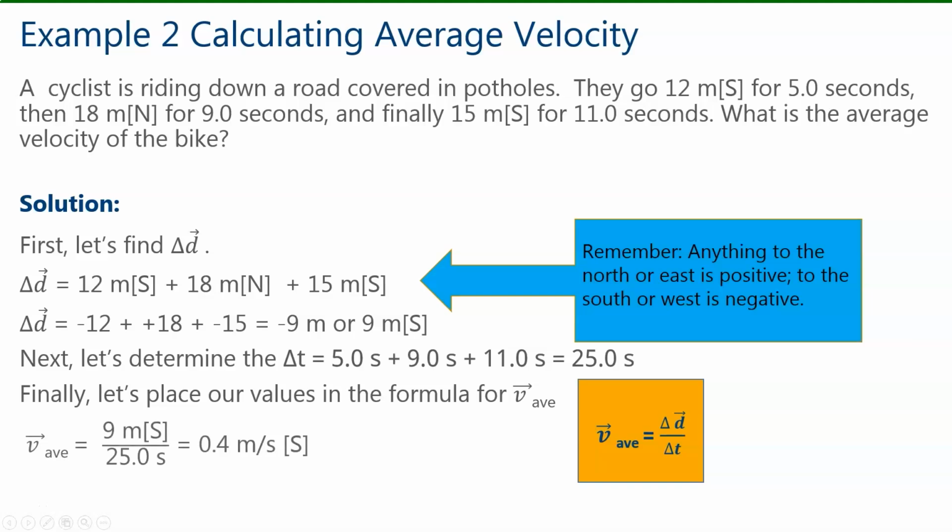Finally, let's place our values in the formula for average velocity, which is change in displacement divided by change in time. We have 9 meters south divided by 25.0 seconds. That gives us 0.4 meters per second south. Notice that the least number of significant digits in my problem was 1, so I have 1 significant digit in my answer. The cyclist's average velocity then was 0.4 meters per second south.